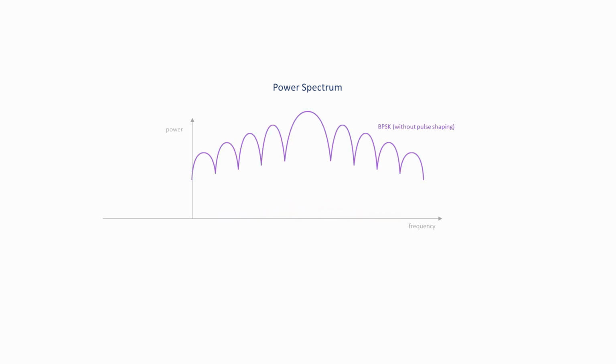This is what the power spectrum of a BPSK signal looks like without pulse shaping. This too extends infinitely in both directions. And here it is when pulse shaping is applied. Clearly a big improvement.